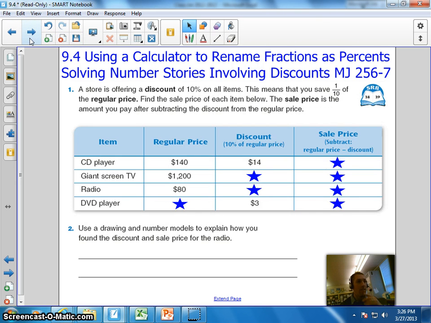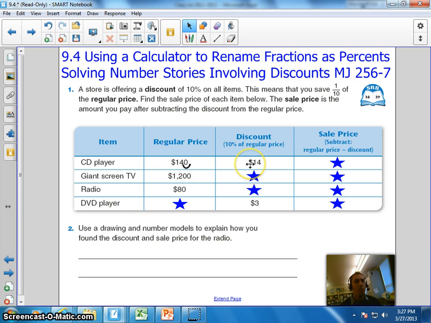So, for instance, you go to a store and they're offering discounts of 10% on all items. This means you save 1/10 off the regular price. So, for instance, if you look here, the CD player costs $140. You get a 10% discount. Well, we move that decimal point right there. We move it one spot. And that's why we got 14. So by getting 10% off, you are saving $14 off of 140.